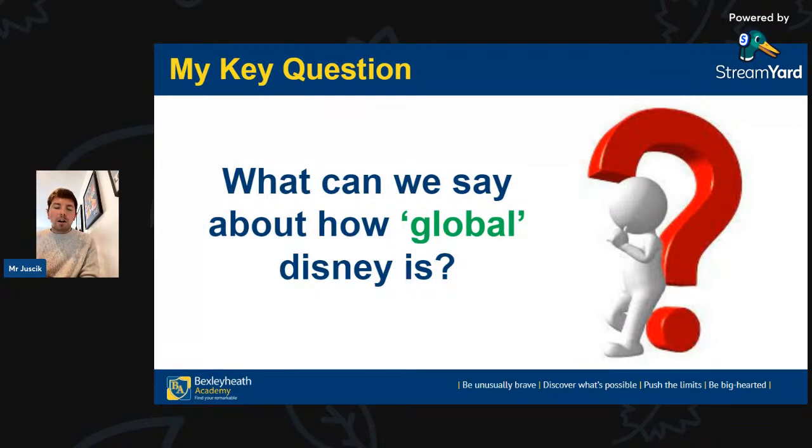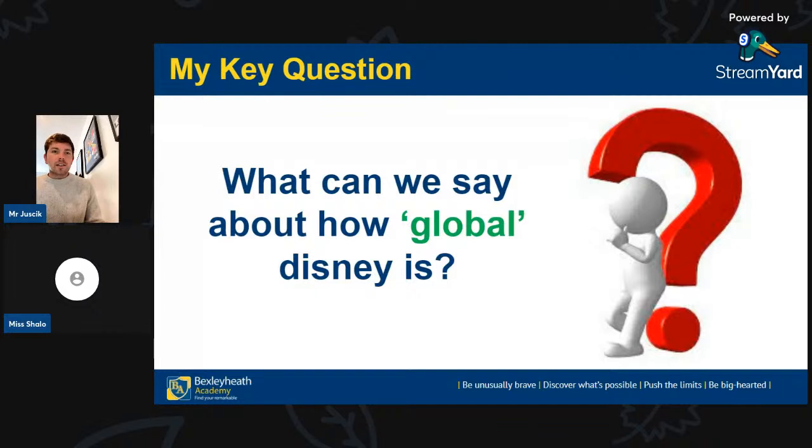So very quickly, I'm going to give you a minute or so just to type your answers in, and then we'll go through some of them, and then we will pass back to Miss. So one more minute just to get your answers written down. Okay, 30 seconds, just finishing up. What can we say about how global Disney actually is? I can see some amazing art, some actually really good answers coming through actually.